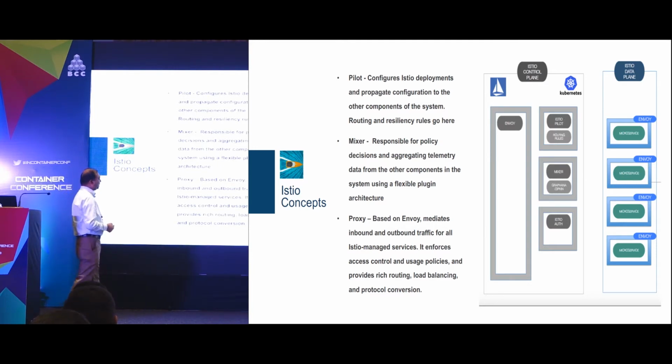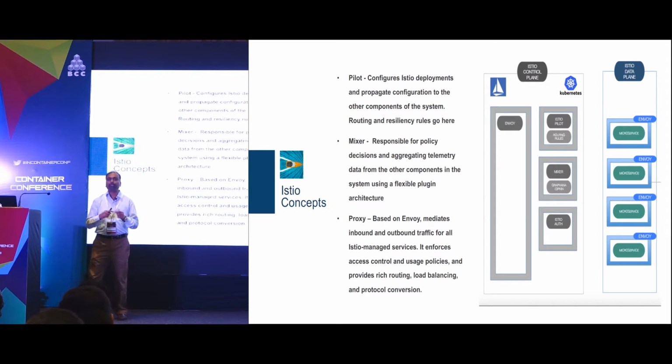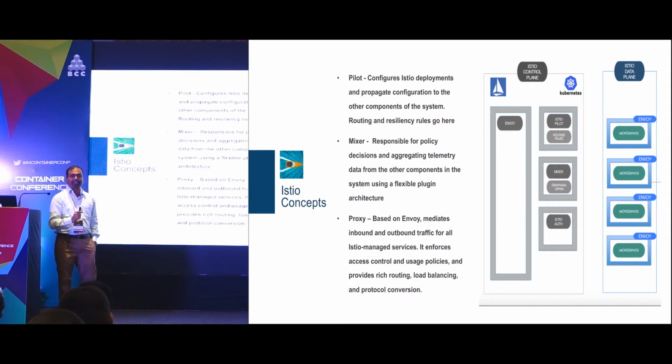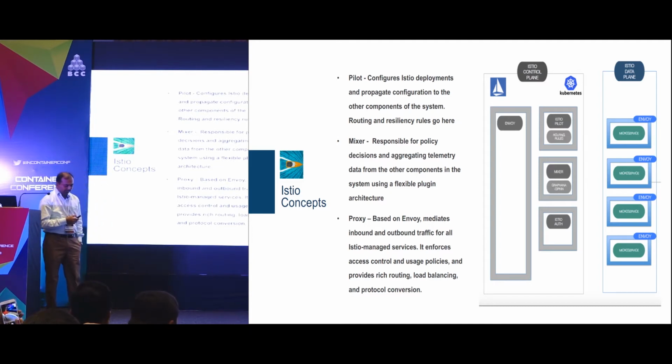The major component here is the proxy. When we want to really control the traffic which is coming to the microservice and going out, Istio uses something called Envoy. How many people have heard of Envoy? Right, a couple of them. Envoy is the architecture which has been contributed by Lyft, IBM and Google. These are the three who have contributed to Envoy as open source.